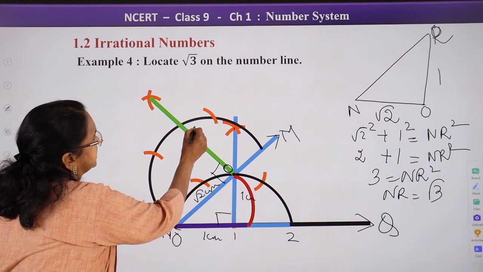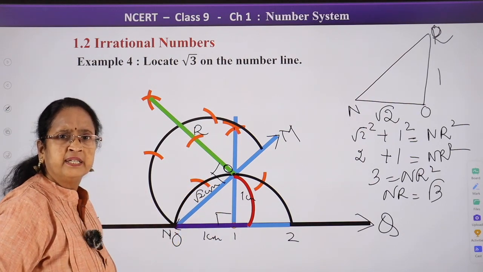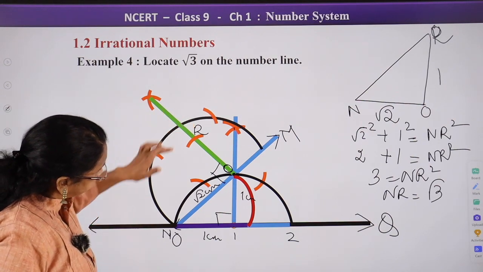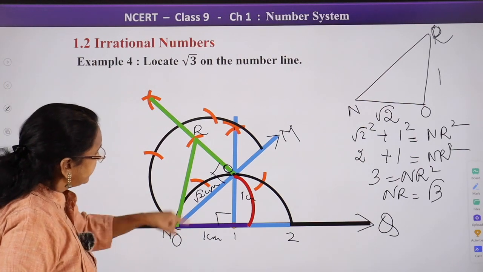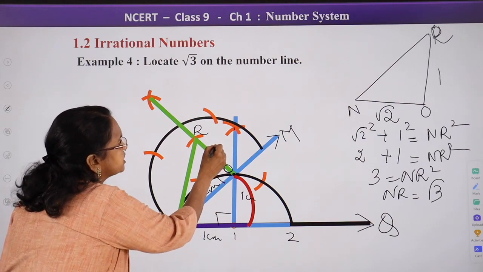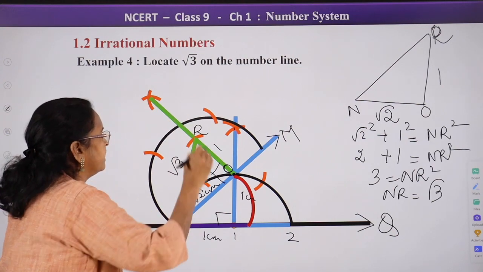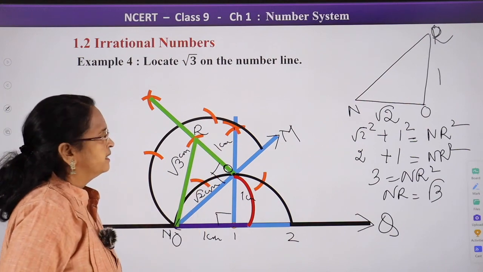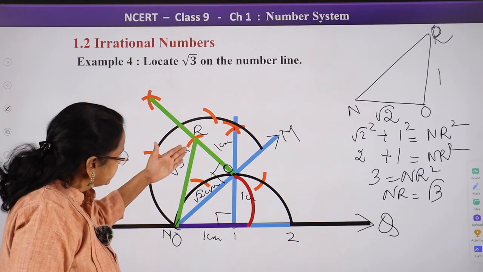Now, what is this? This point is R. Alright. This point is R. I have to join R to N. Alright. Now, let me join. I have joined. Now, this is root 2. This is 1. This is root 3 centimeter. Is it clear, children? This is what is root 3.